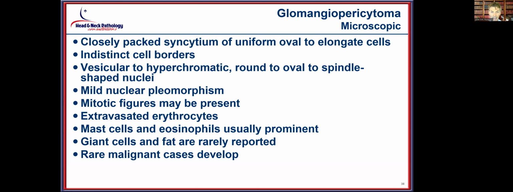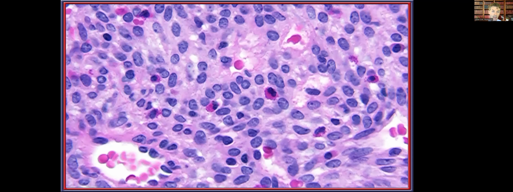It's usually a closely packed syncytium, so there's no separation between the cells from one to another. Vesicular to hyperchromatic nuclei, mild pleomorphism, extravasated erythrocytes, mast cells, and eosinophils are quite prominent. And then occasionally you may have giant cells or fat cells. So when I look at this, it's a very monotonous population.